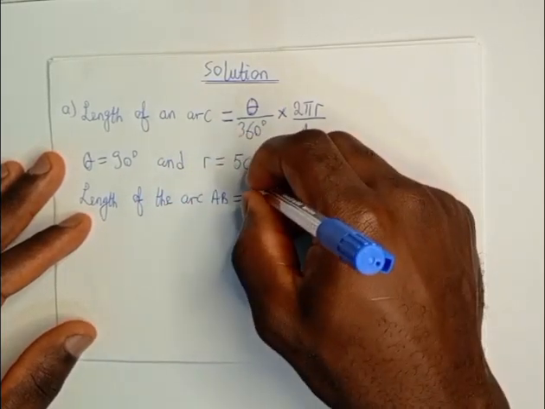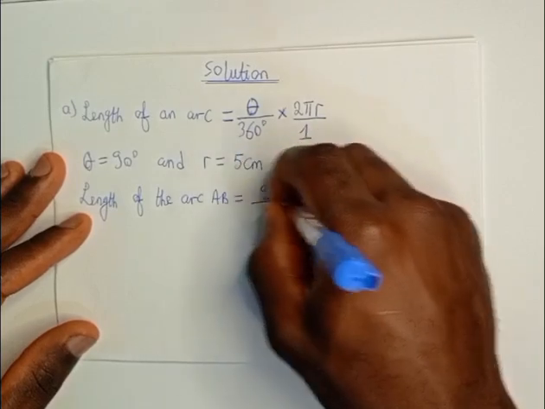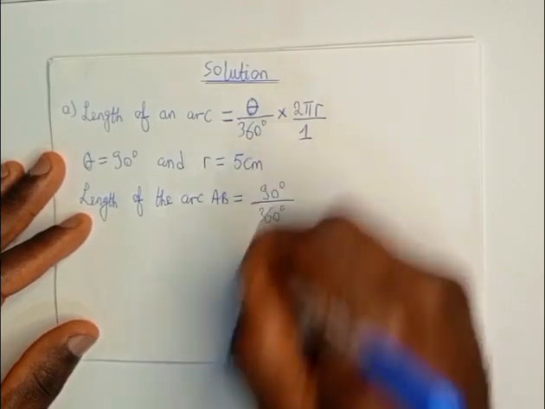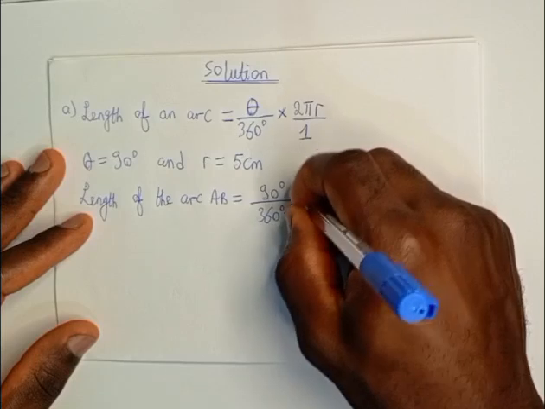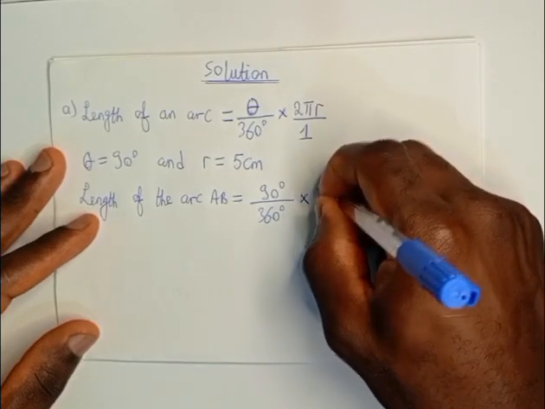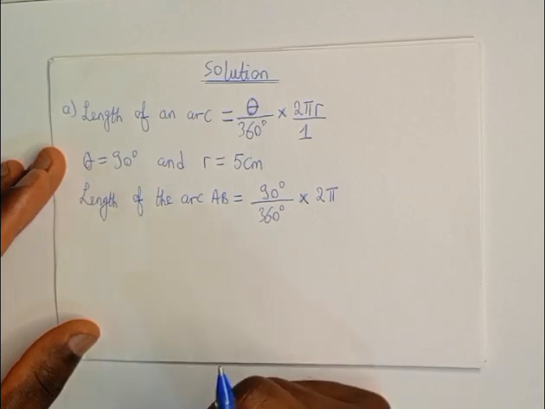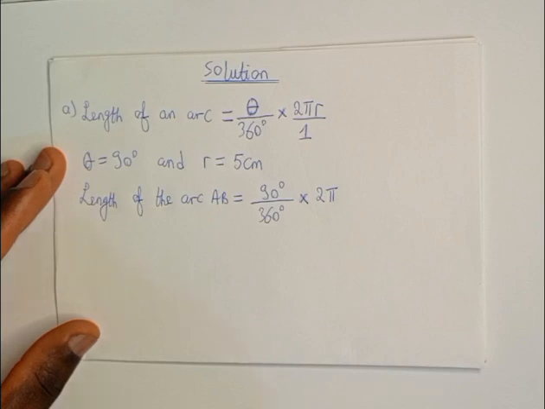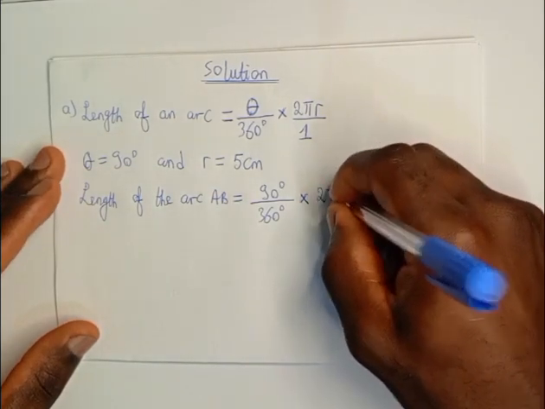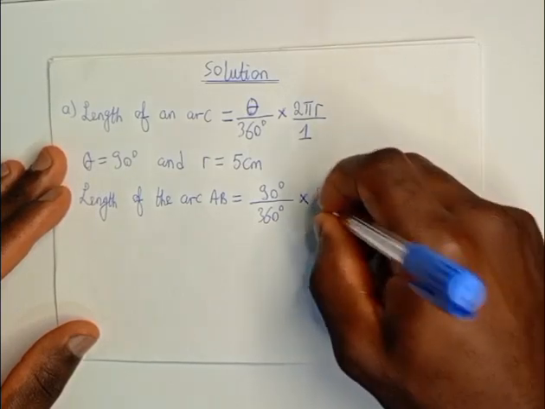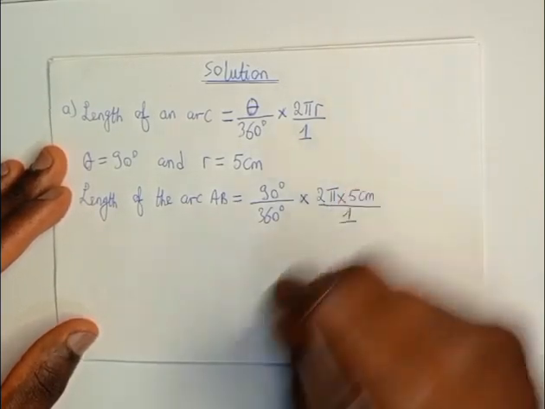AB to be equal to, we are going to divide 90 degrees by 360 degrees. We multiply by 2 pi. Remember, we are going to keep pi as pi. It remains a constant. Pi remains pi. We are not going to replace pi with 22/7. Always recall that 22/7 is an approximated value of pi. It is not pi. Times the radius, which is 5 centimeters. We divide by 1.